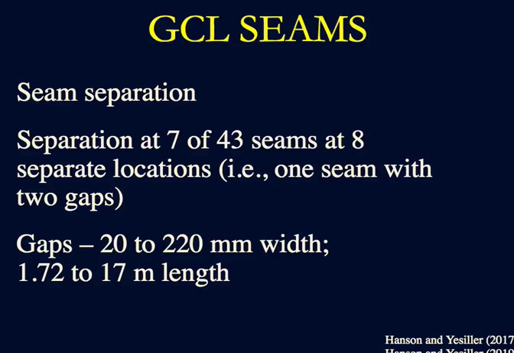A concern that exists with these seams and panels in this exposed condition is shrinkage of the panels, and seam separation can occur. In the observation of that entire slope, which consisted of 43 seams, we noticed 8 gaps, and that was along 7 different seams. And this means that one of the seams contained 2 separate gaps. The gaps ranged between 20 and 220 millimeters in width and a length between 1.7 to 17 meters.